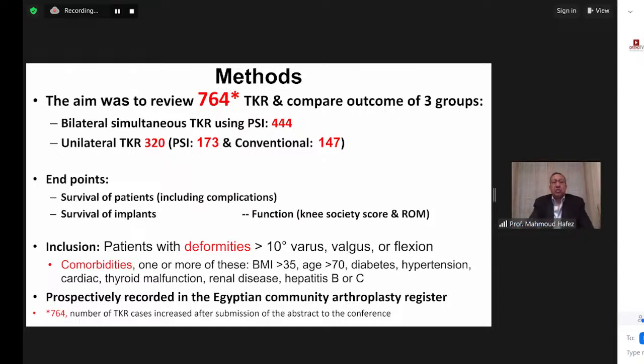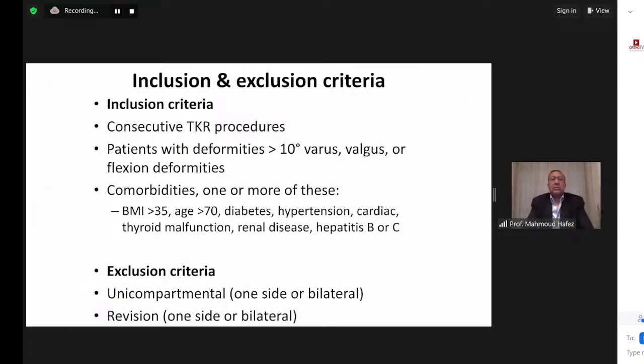And the endpoint was the survival of the patients, including complications and survival of implants, and then also the function using the Knee Society Score and range of motion. We have inclusion criteria. All of them had deformities, and all the records were recorded in the Egyptian Community Arthroplasty Register, which started in 2007.